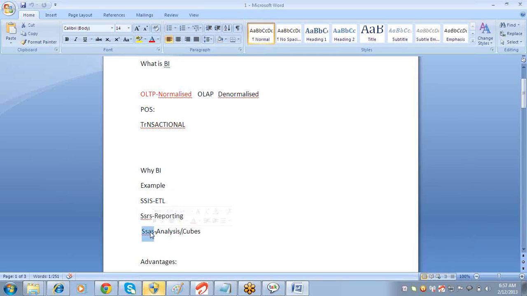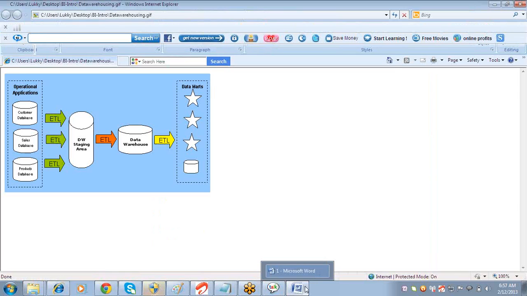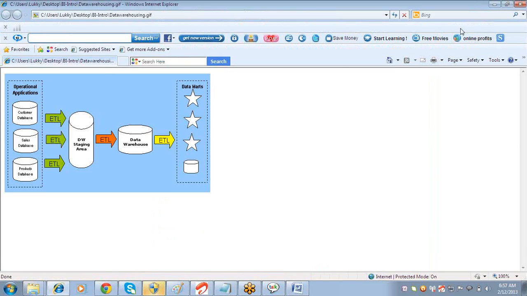And then SSAS. SSAS is SQL Server Analysis Services. This is meant for analysis. And using this, we create cubes. Cubes are multi-dimensional data structures. A table is what? It's a two-dimensional structure. It has only rows and columns. But a cube is a multi-dimensional structure. This is what you can imagine a cube as.